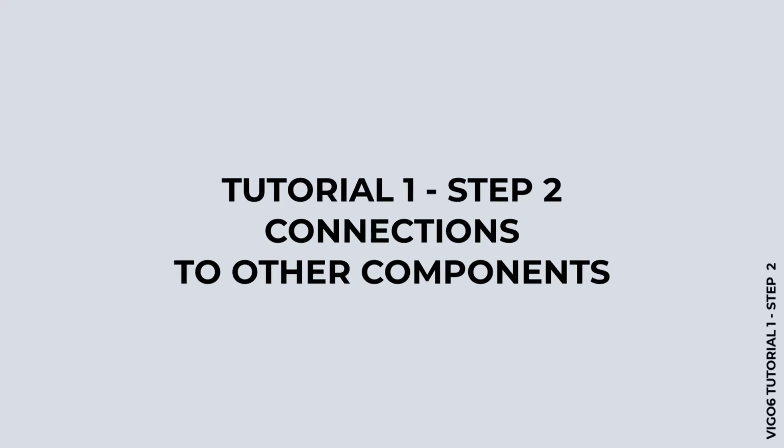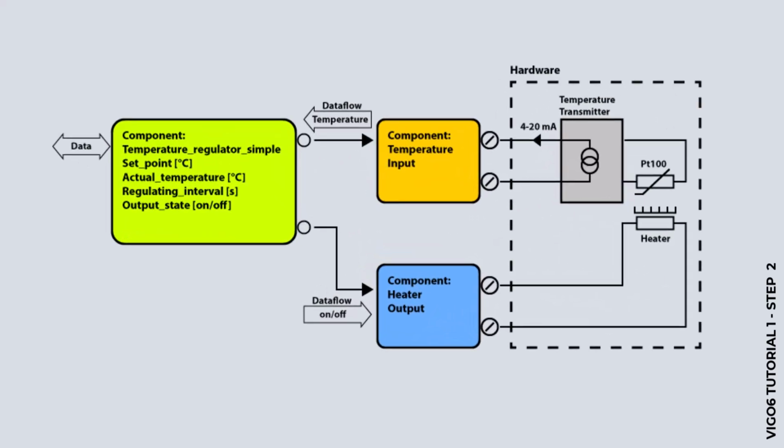Tutorial 1, Step 2. Connections to other components. Your temperature regulator component will need to interface to the orange temperature input component and to the blue digital output component. In this case, two connectors are required, one for the temperature and one for the output.